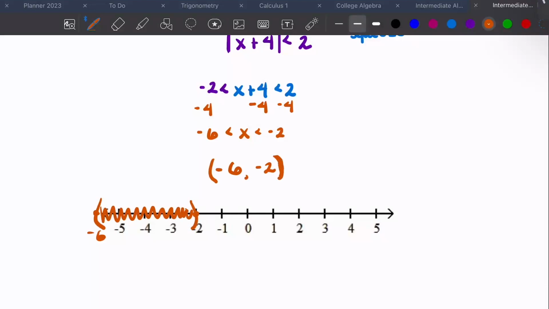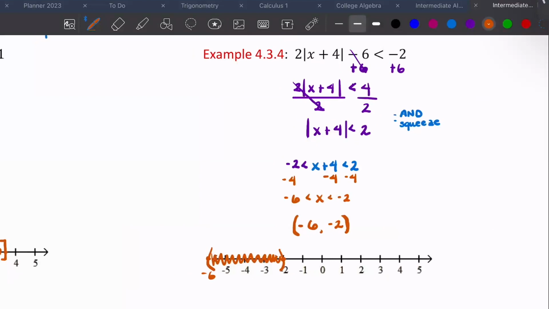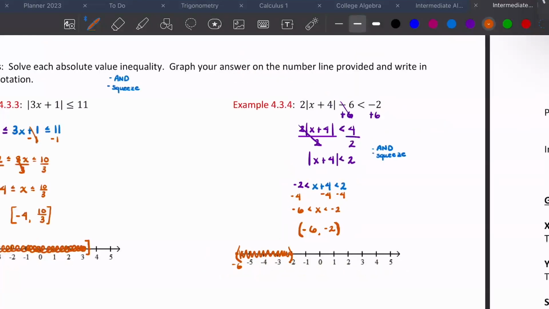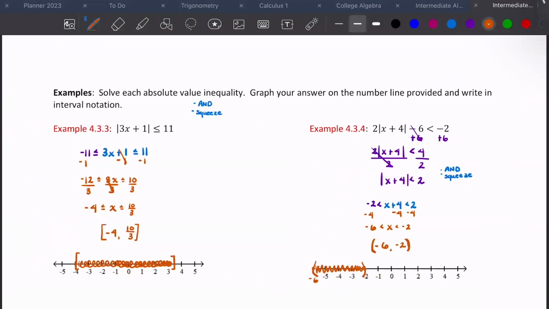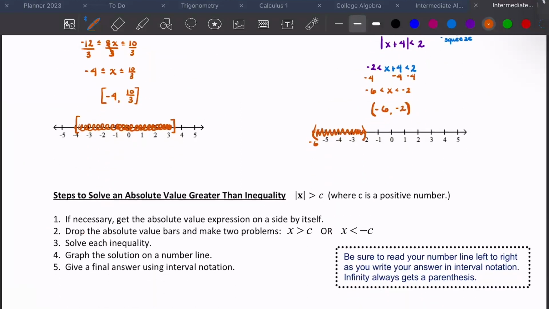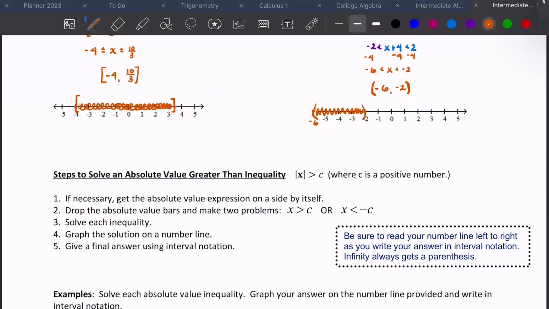They will always look like this. They will never have an infinity sign in them. They'll always be in between two numbers. And that is how you do less than, an and statement. You squeeze it.